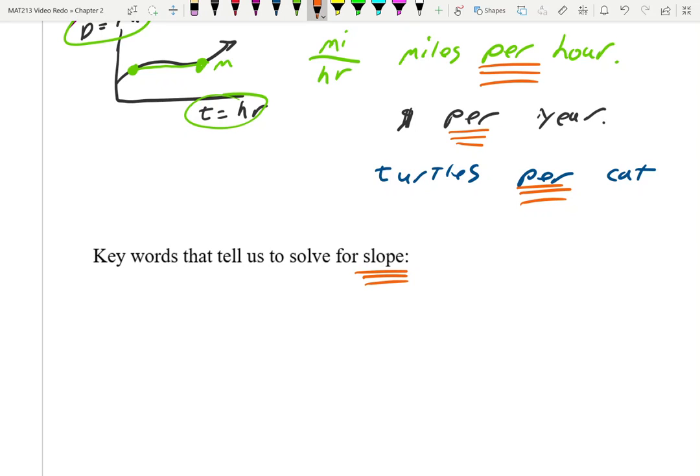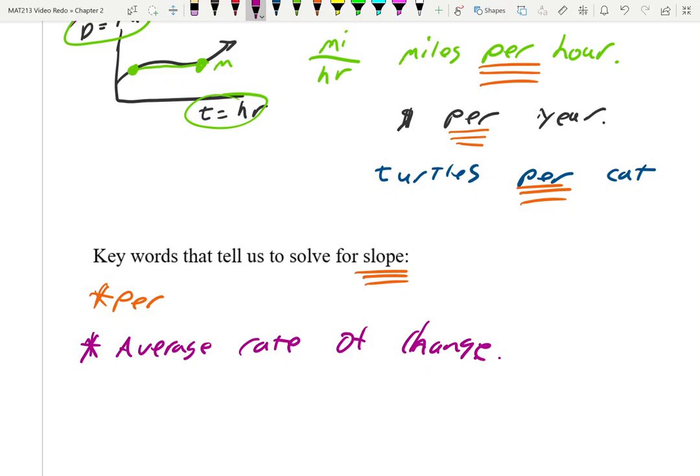Well, if the question's ever asking for a "per," a per is a tip-off. Another tip-off is to look for the words average rate of change. When you hear average rate of change, the keyword being average, we're looking at starting at this point, ending at this point, what was your rate of change? Well, that would be an average, so therefore it's slope.